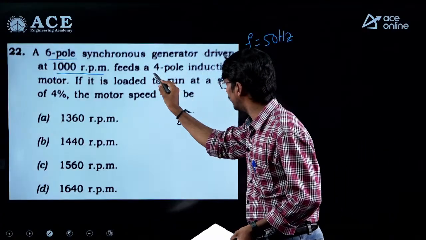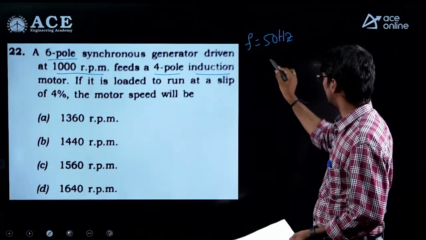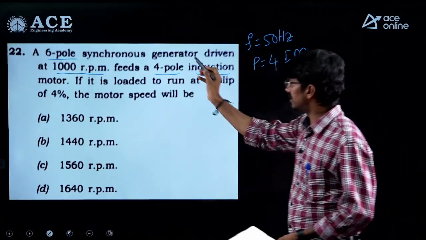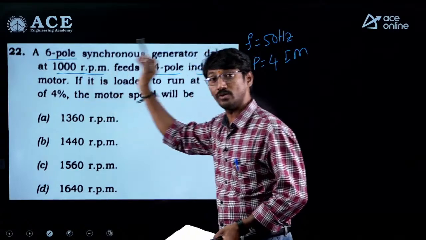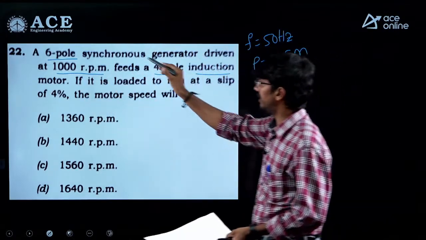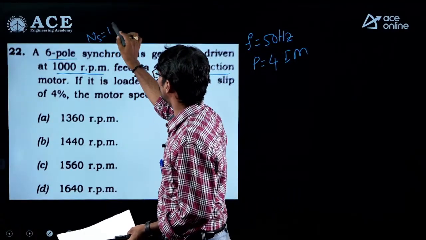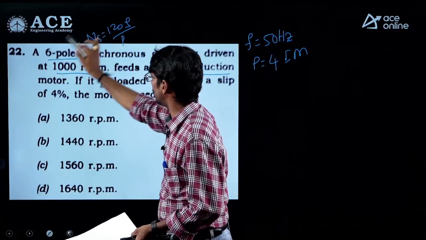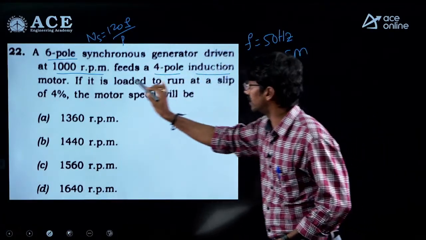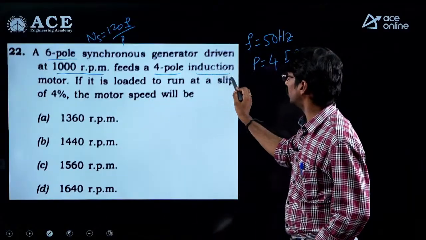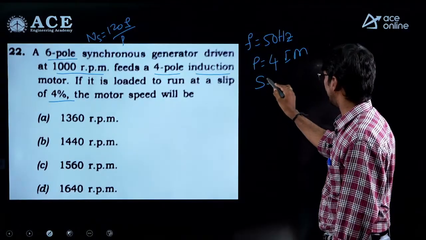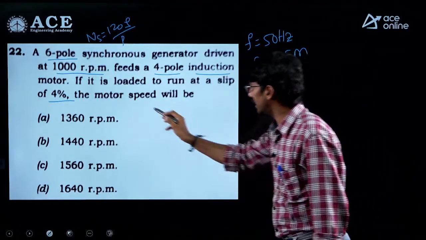This supply is given to a 4-pole induction motor. So therefore 4-pole is the induction motor. This is the supply given by the synchronous machine to the induction motor. So from this data we have calculated the frequency. Ns is equal to 120 F by P. From this data F is equal to 50. If it is loaded to run at 4% slip, so simply slip is given as 4%. What is asked? Motor speed.